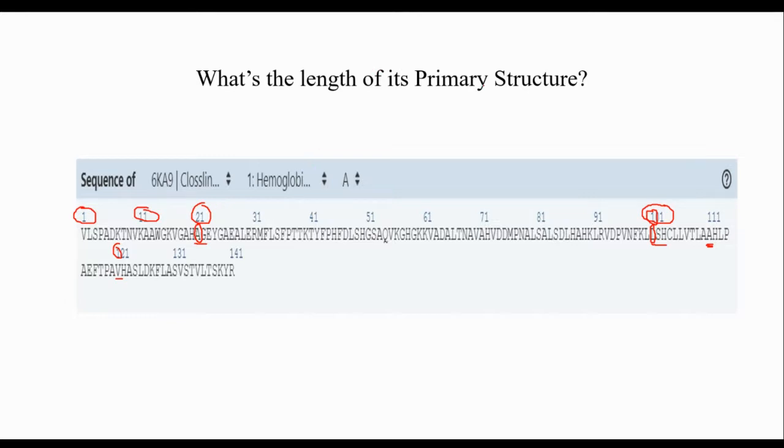So if we ask what's the length of it, okay, this letter corresponds to this position, so this is the length of this primary structure. Also, there are other parts of the page where you can find the length. It's written there. I will show you.